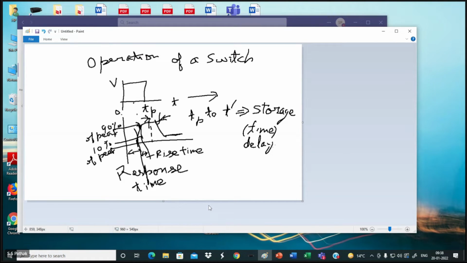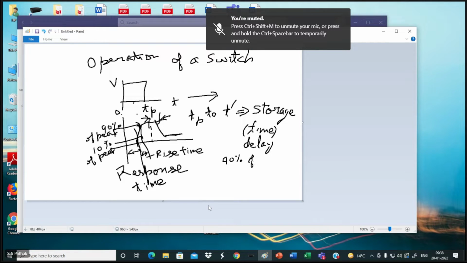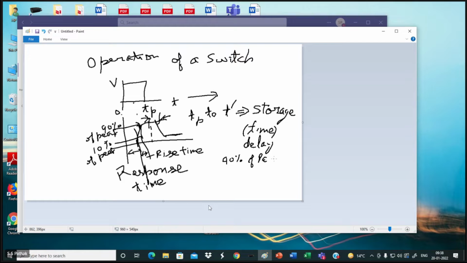Okay, then again 90% of peak to 10% of peak. Peak value voltage I'm talking. This implies fall time.